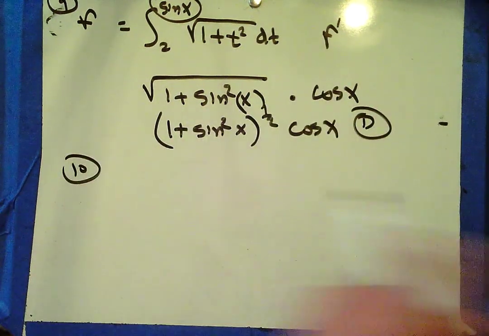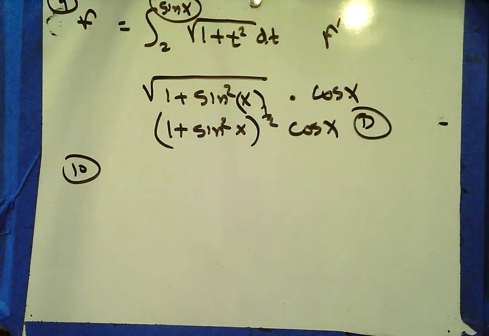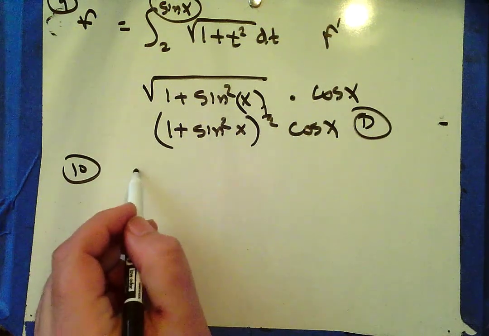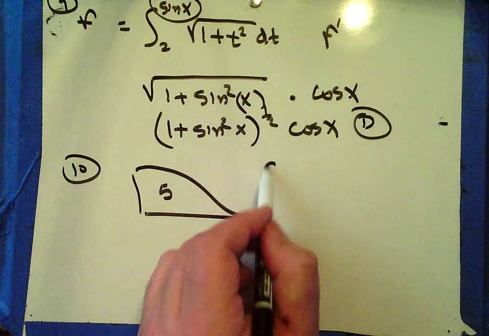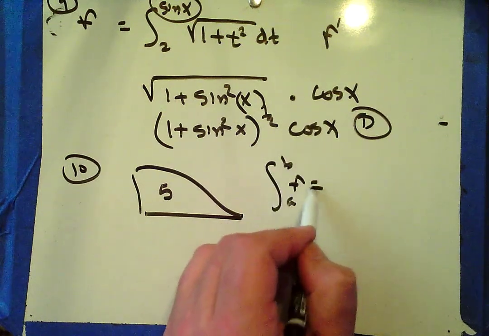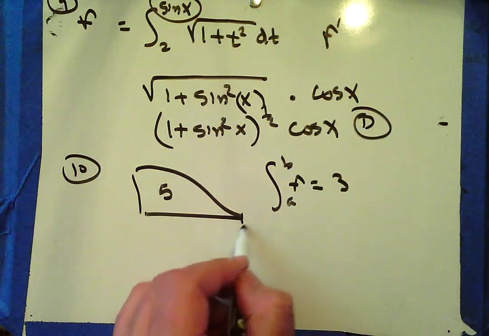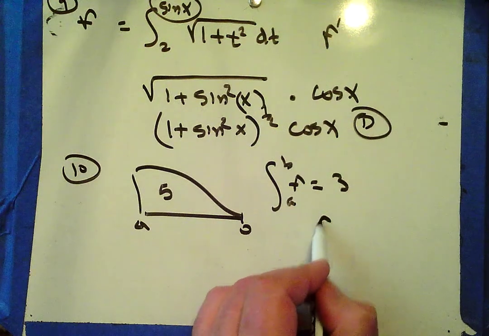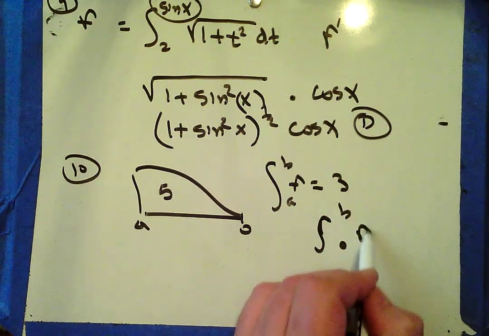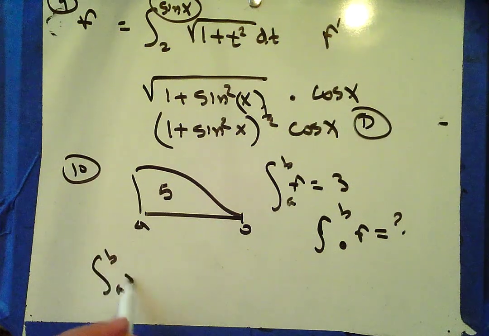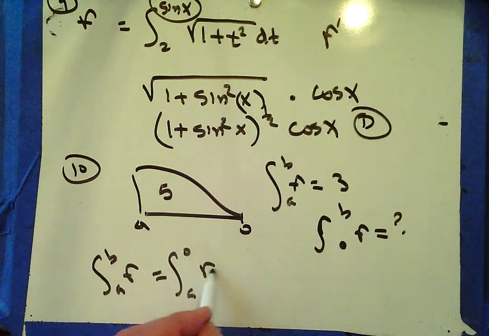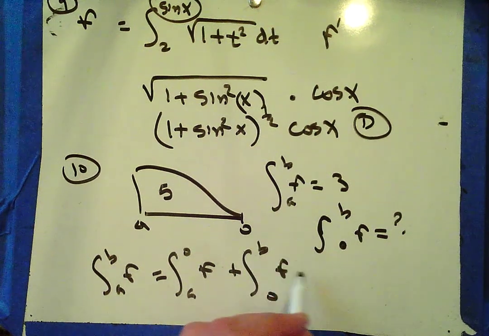Okay. Number 10. 10 says, let f be a continuous function shown in the picture above. The area of the region bounded by f, the x-axis, and x equals a is 5. Okay, so I know that this area is 5. If the integral from a to b of f equals 3, and that's 0, and that's a, and they ask me what's the value of the integral from 0 to b of f. Well, I know that the integral from a to b of f would equal the integral from a to 0 of f plus the integral from 0 to b of f.